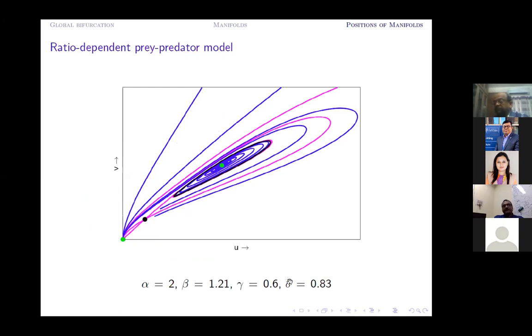Now this is the phase portrait of the system for these chosen parameter values alpha, beta, gamma, delta. How many equilibrium points are here? Here we have 3 equilibrium points. 0, 0. This is one interior equilibrium point. This is another interior equilibrium point. What are their stability properties? This is a saddle point. This is a stable focus.